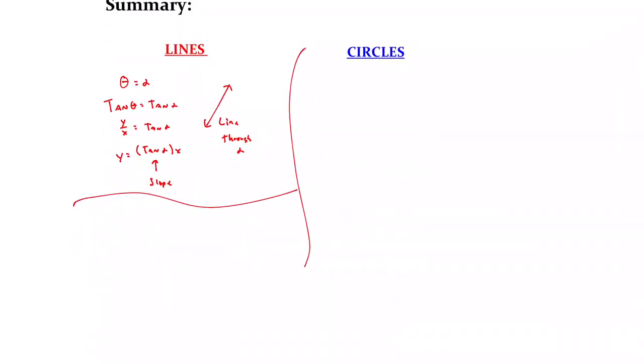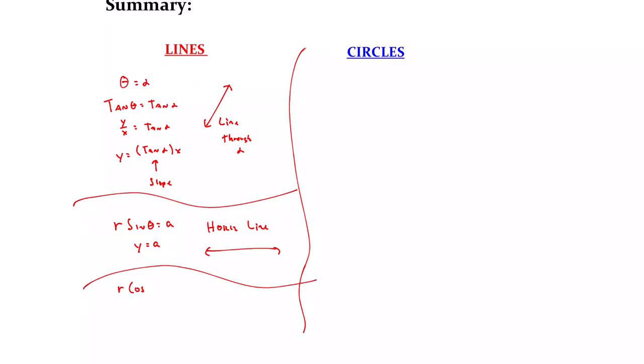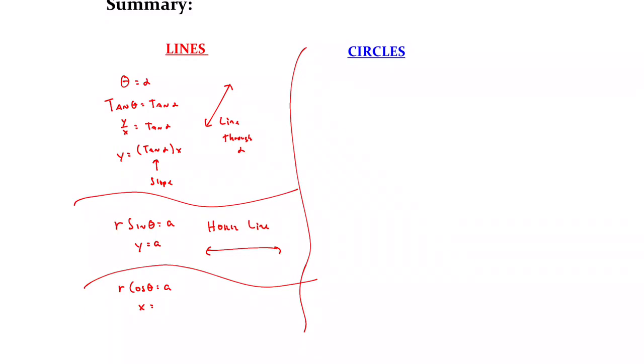Next one we can look at is if we just have r sine theta is equal to a. R sine theta is y, so y is equal to a. So this would just be a horizontal line through that value of a. So there's another example. And we could also have r cosine theta is equal to a, and that would just be x is equal to a. And if x is equal to a, then we have a vertical line.